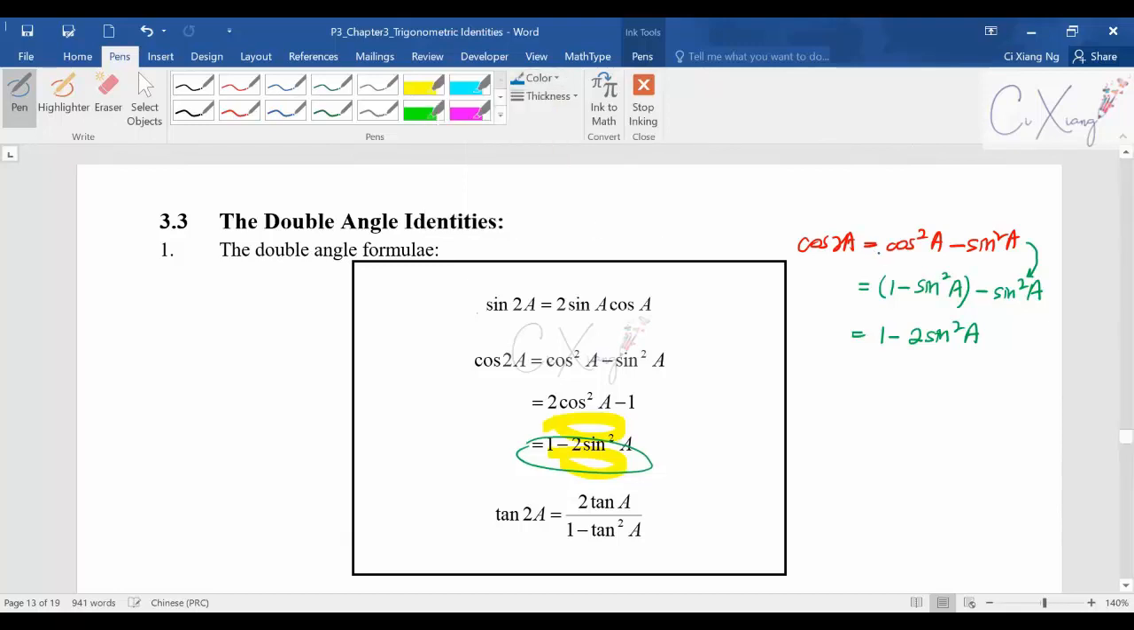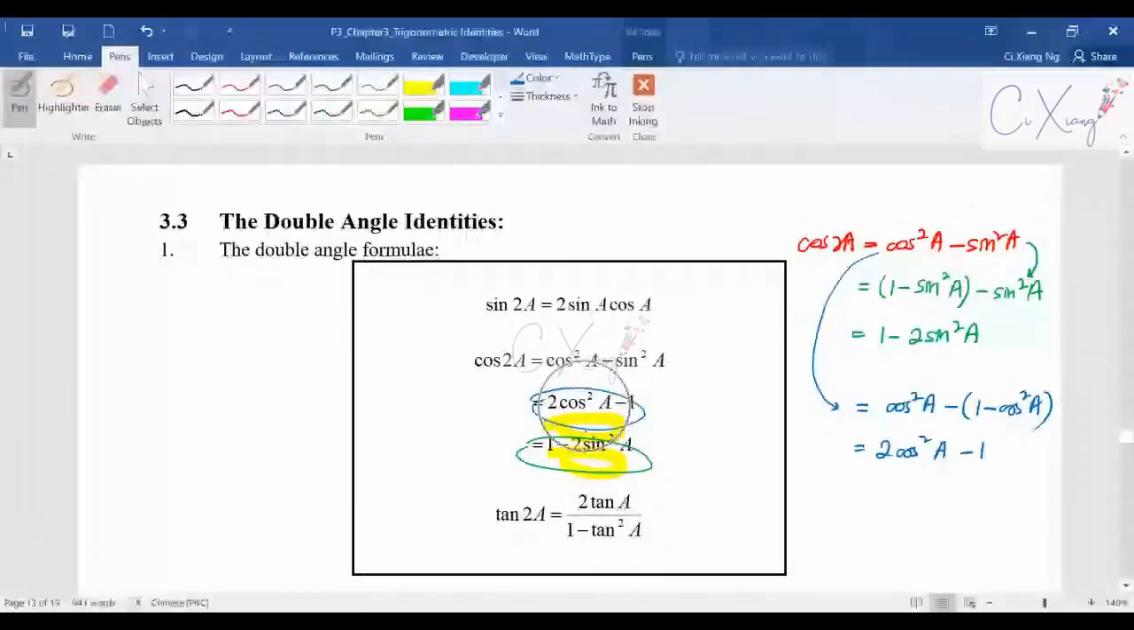And how can you get the second equation with the cos one? You do the other way around. Instead of replacing the cos square, you replace the sine square. So sine square A is 1 minus cos square A. If you simplify it, you have 2 cos square A minus 1, which is the second equation that you see in our formula here. So the first one comes from the double angle formula, and then for the second and the third one, you just substitute the sine square or cos square by using 1 minus cos square or 1 minus sine square.